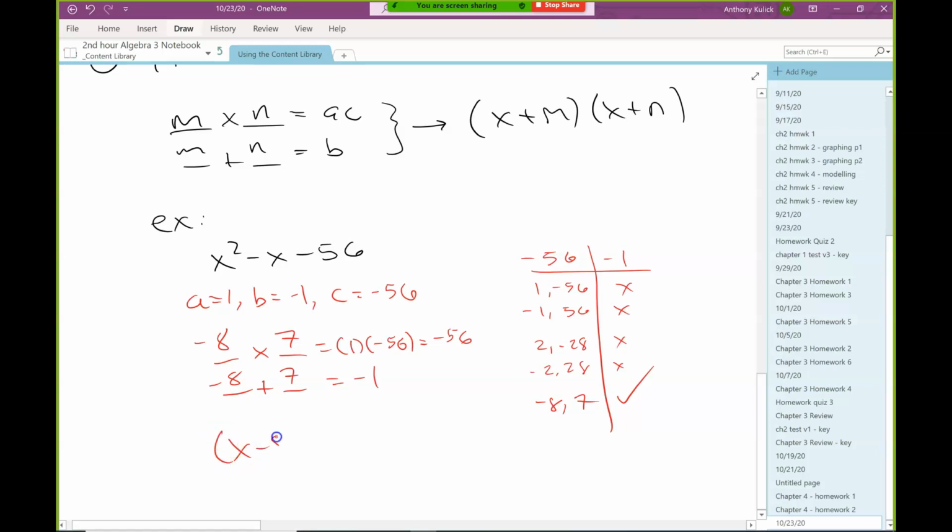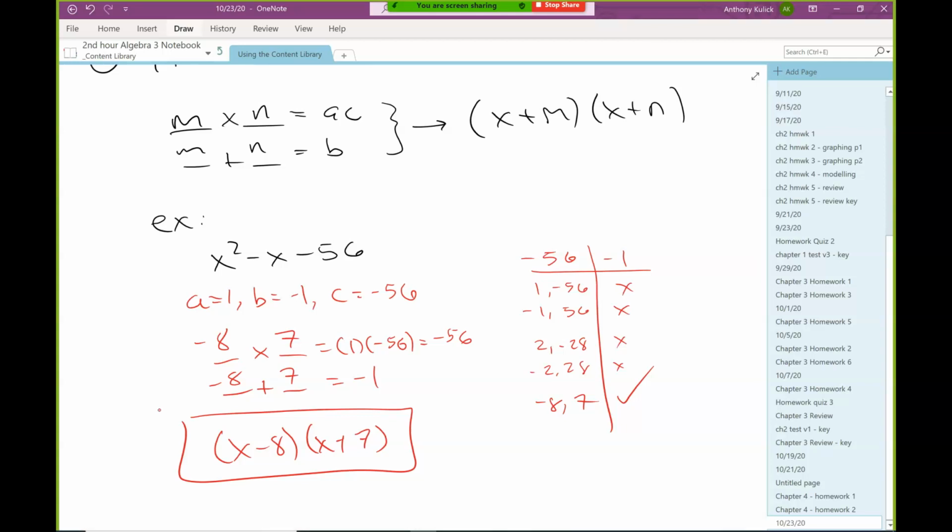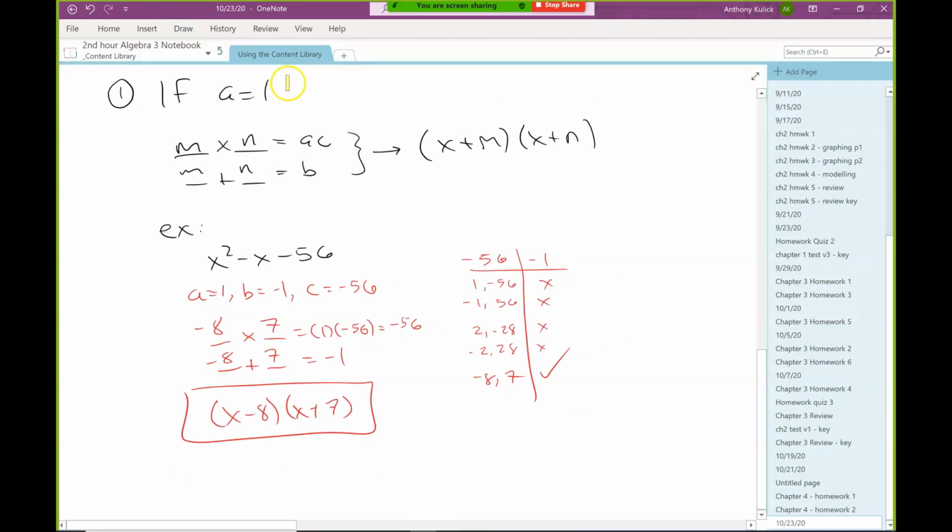So once we have that, we can go straight to our answer, x minus 8 times x plus 7. You don't have to do any other algebra. Once you've answered that question of how we multiply to get AC and add to get B, you can just write down the answer. Now keep in mind, this only works if that leading coefficient is 1. If that leading coefficient is not 1, you cannot do this. Is everybody clear on that? Okay.